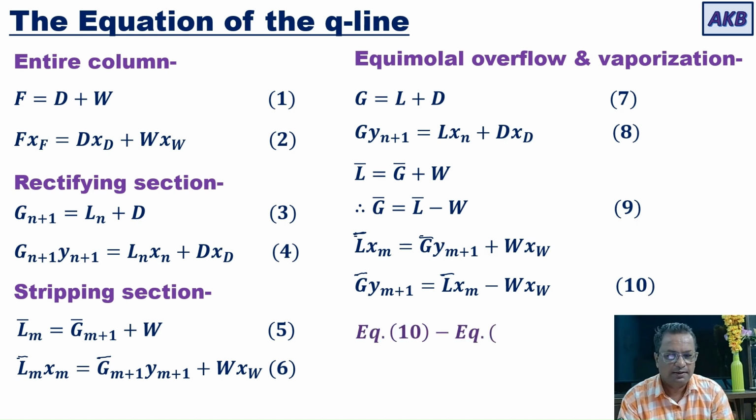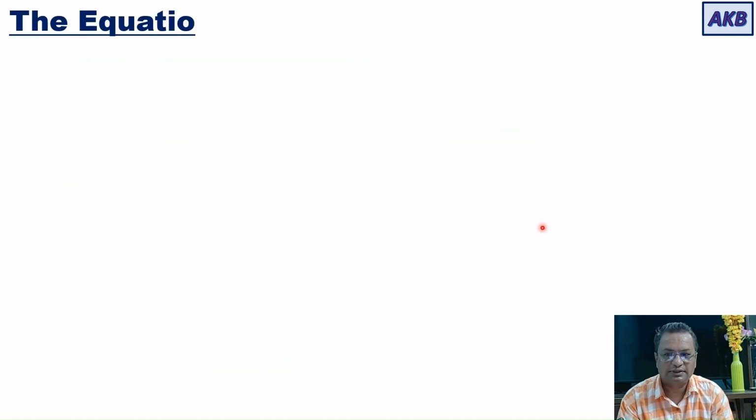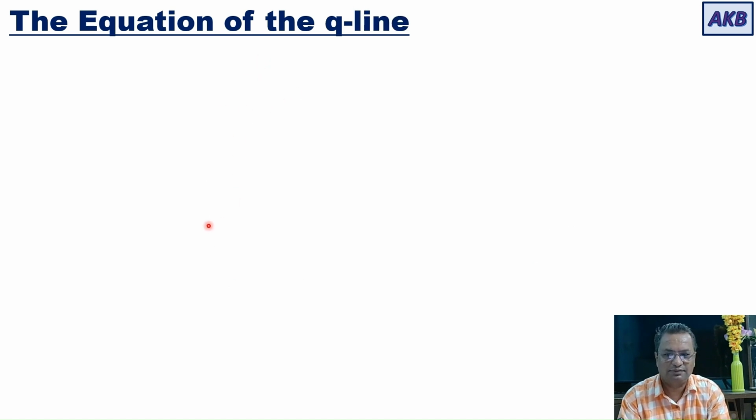Okay, so I'll be performing two tasks. First, I will subtract equation 8 from equation 10. So one task is equation 10 minus equation 8, and the other task is equation 9 minus equation 7. So let us do it. For that, we will consider the equations again.